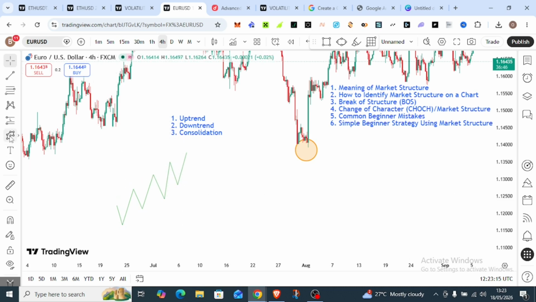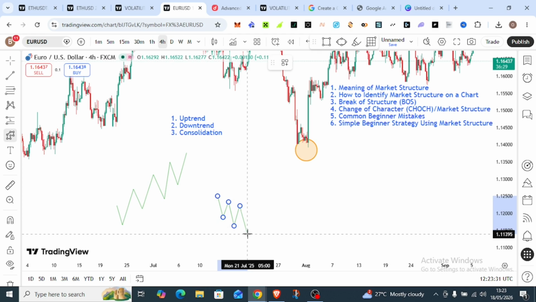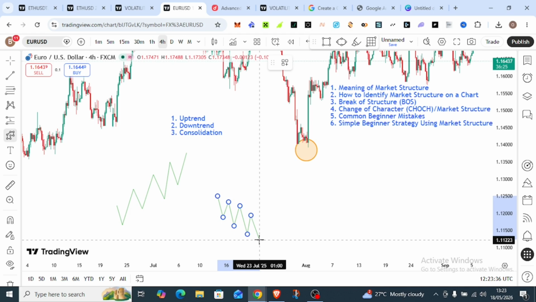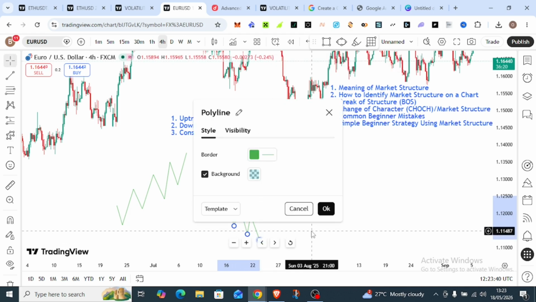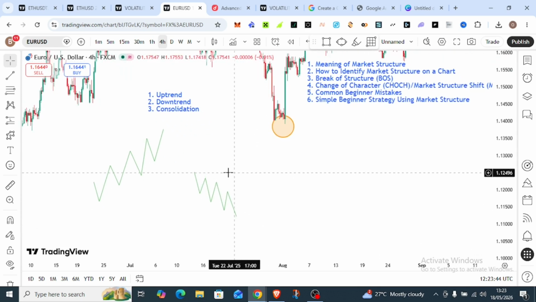Let's look at downtrend. For downtrend, you have the market move like this: lower high, lower low, lower high and lower low. Have lower high and then lower low, lower high and then lower low. So this is for downtrend. You have a series of lower highs and lower lows.